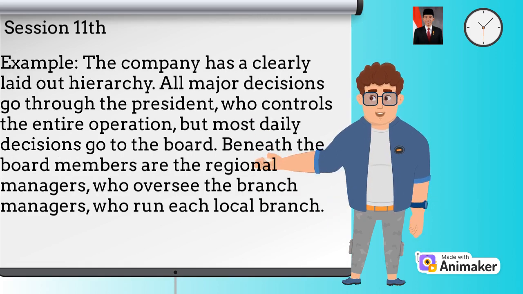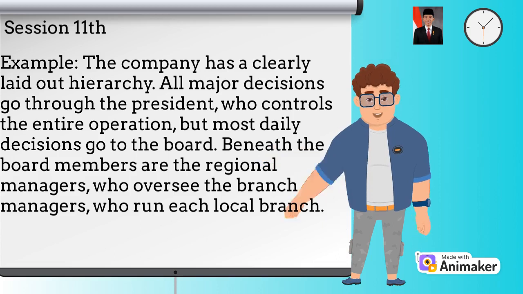Example: The company has a clearly laid out hierarchy. All major decisions go through the president, who controls the entire operation, but most daily decisions go to the board. Beneath the board members are the regional managers, who oversee the branch managers, who run each local branch.